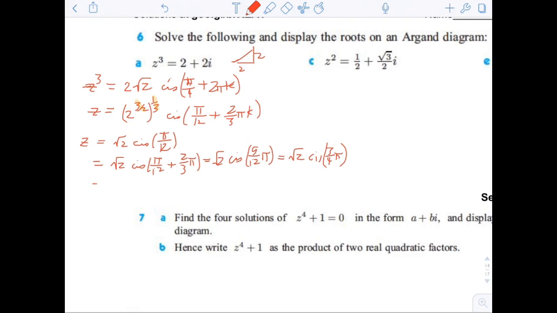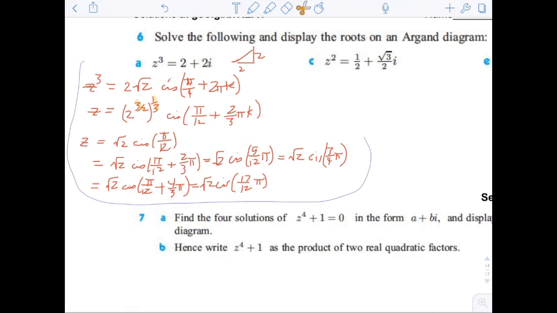And last of all, it would be square root of 2 cis pi over 12 plus 2 times 2/3 pi, which would be 4/3 pi. And that would be equal to square root of 2 times cis, let's see, 4/3 is the same thing as 16/12. So that would be 17/12 pi, would be the third solution. And let me shrink this down, and then we'll draw an Argand diagram for this.